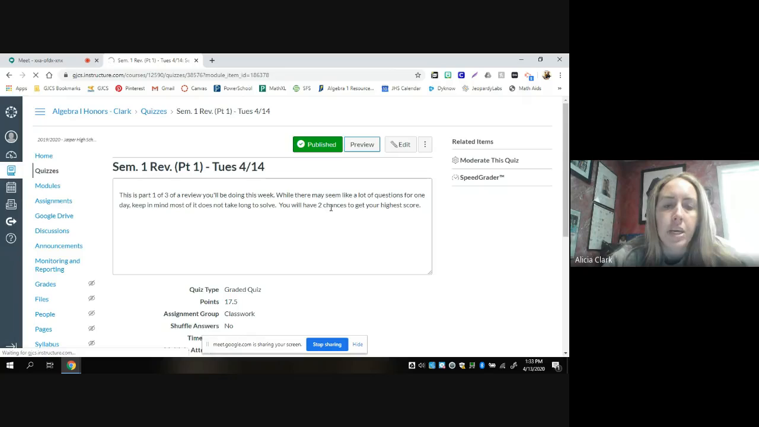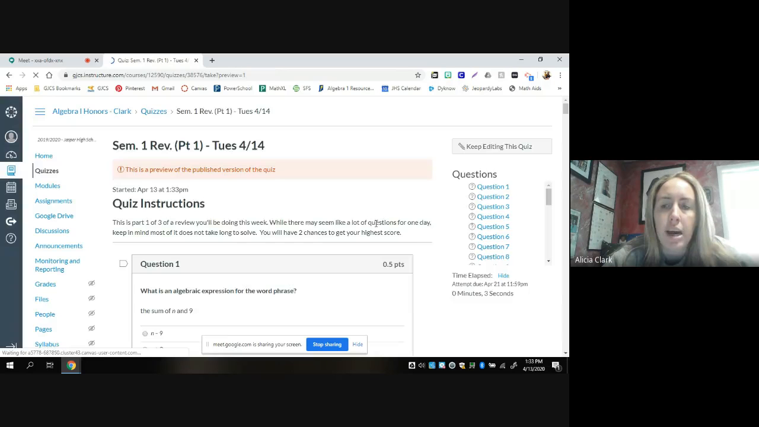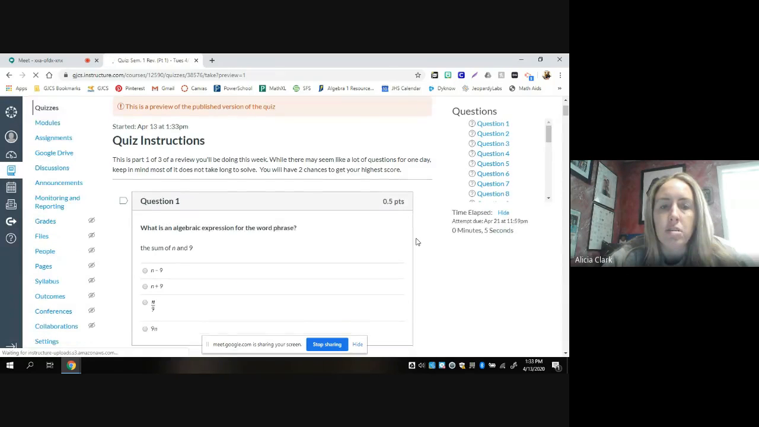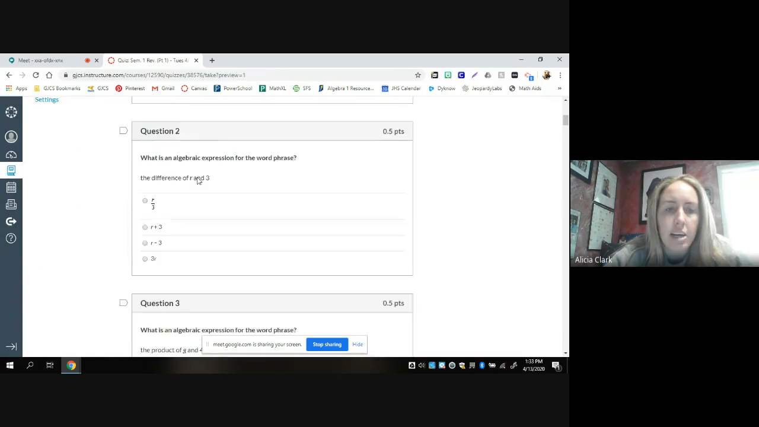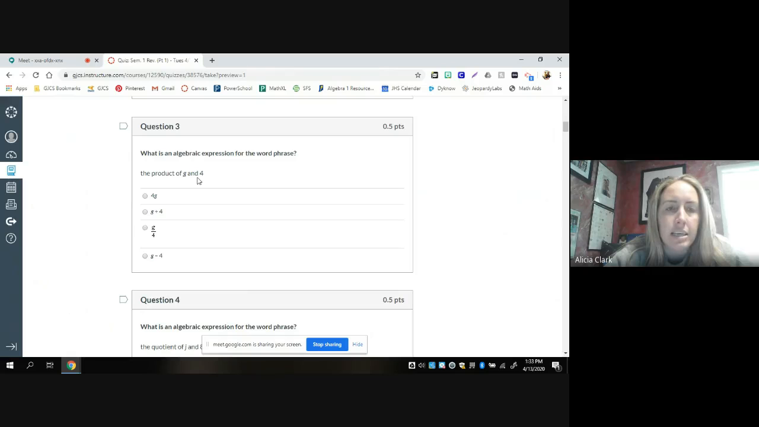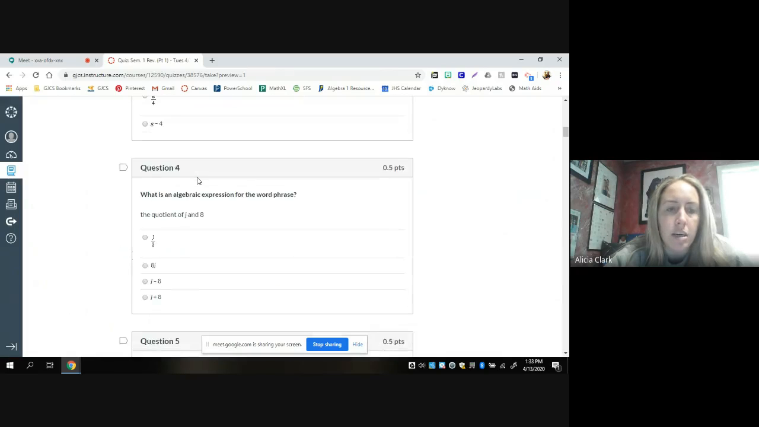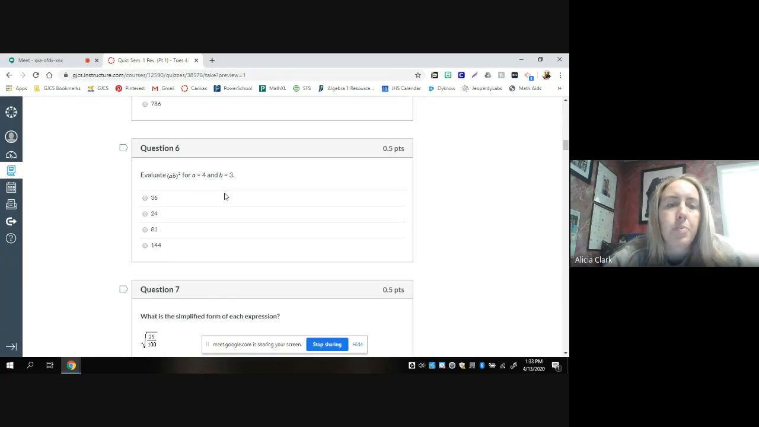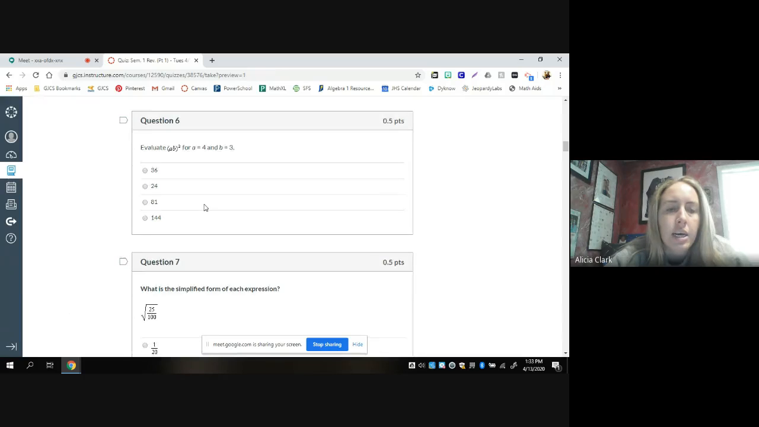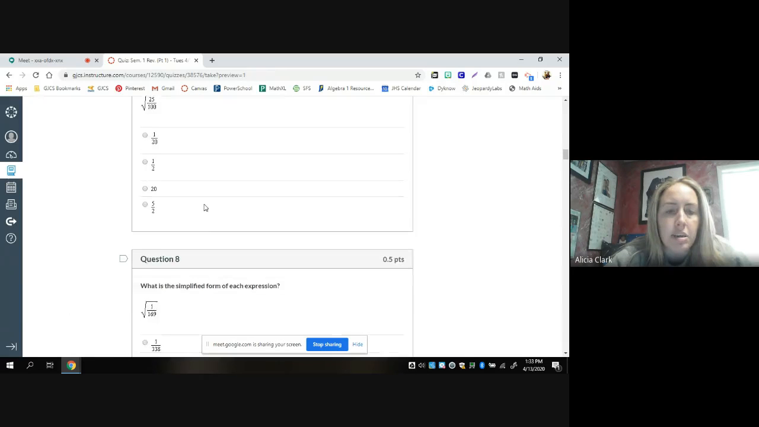So part 1, there's 35 questions. Each one is a half a point. So again, it seems like a lot of stuff, but some of this stuff is pretty basic. As you can see here, you're going to be talking about algebra expressions and how to rewrite things. So product, sum, difference, all that kind of stuff. Then you're going to get into some of the evaluating, which is when you're just going to plug in some numbers for the variables. Then we're going to talk about simplifying different expressions.